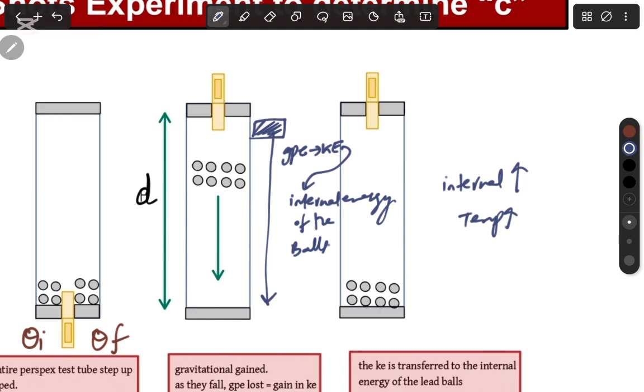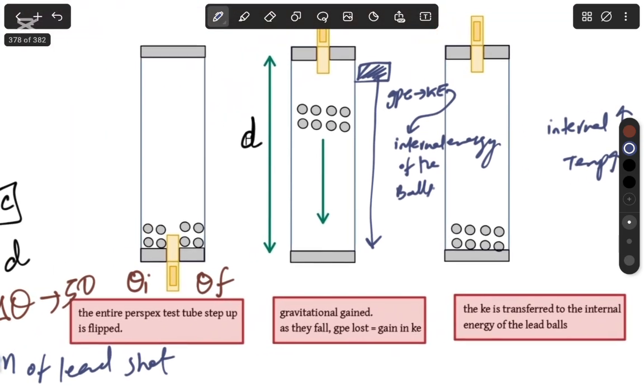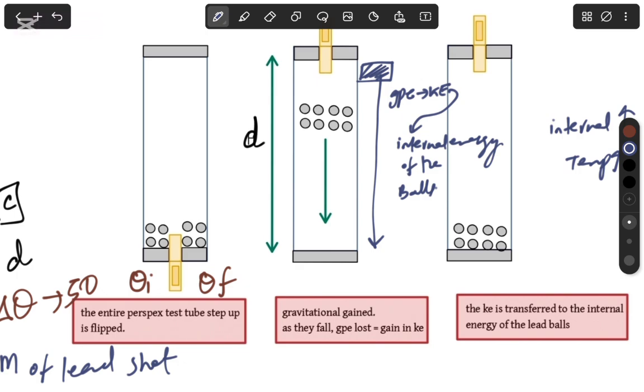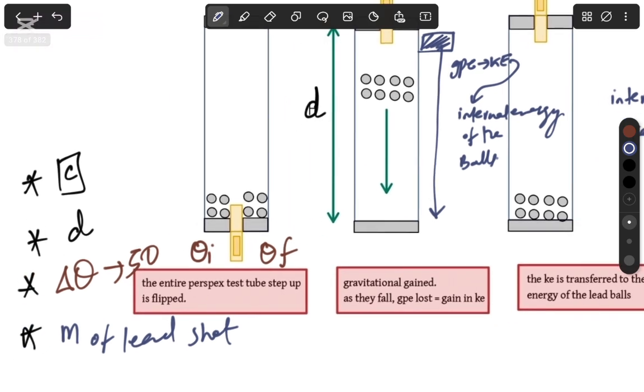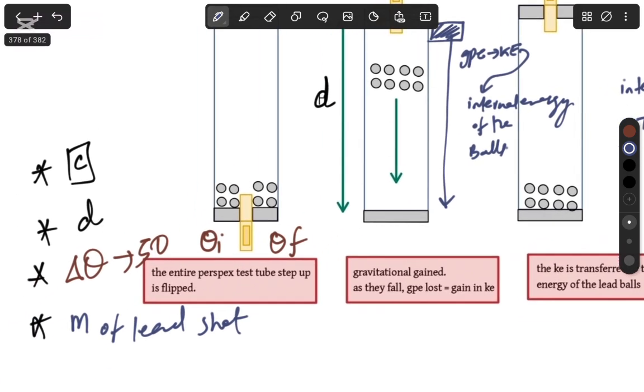So you're going to keep providing GPE, and that GPE will convert to KE, and that KE will convert to internal energy, and this is going to keep happening until there is a significant enough temperature increase. That's why we do it a bunch of times, because the temperature increase will be very small. So we have to make sure it's big enough for us to subtract the values and even see it on the thermometer. Okay, so we're going to do all of that.